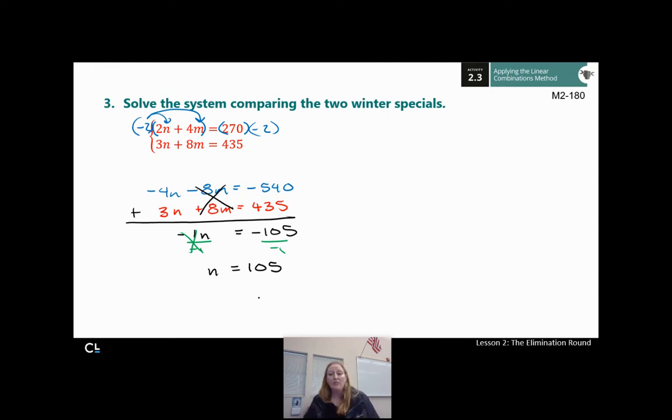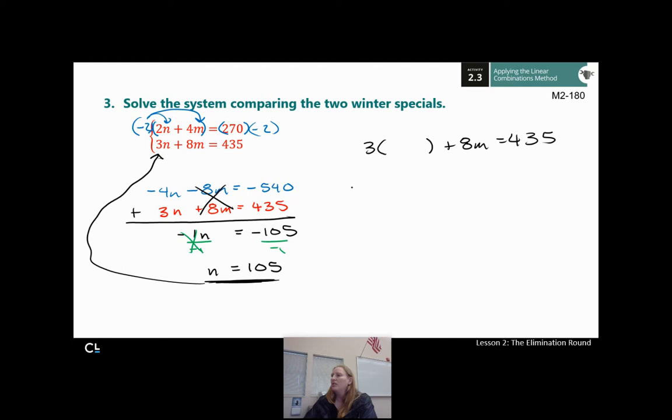Now remember, we have to find both n and m. We have to find both of these things. So I'm now going to take this lovely little guy here, and I'm going to plug him into one of these equations. It doesn't really matter which one, so I'm just going to pick one. So instead of 3n plus 8m equals 435, I'm just going to plug in this lovely 105. So 105. And again, I love my calculator. So 3 times 105 is 315 plus 8m equals 435.